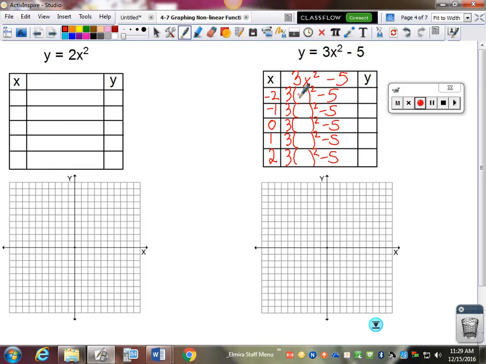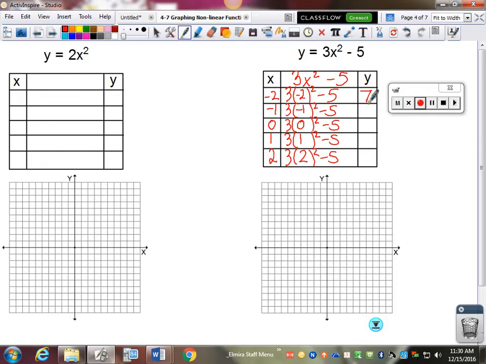So now we're just subbing in. Now, these are more complex. They have more going on in each row. We really have to think about our order of operations, which would tell us to do exponents first. So negative 2 times negative 2 is positive 4. Then multiply by 3 is 12. Then subtract 5 is 7.